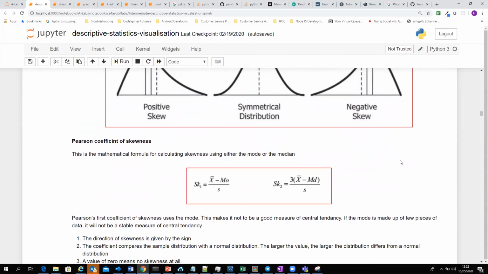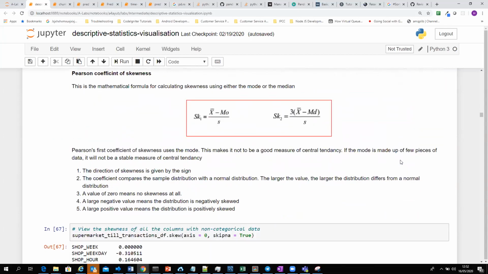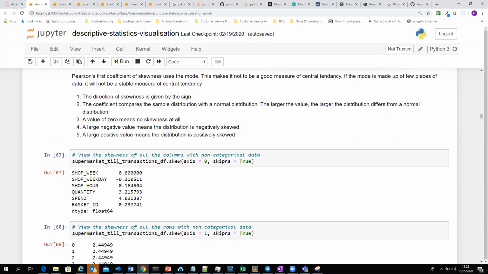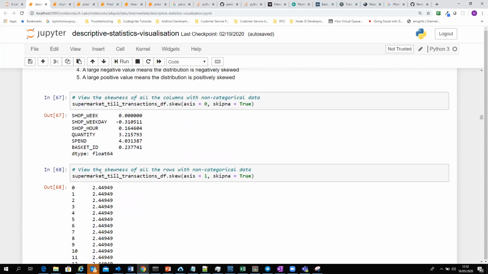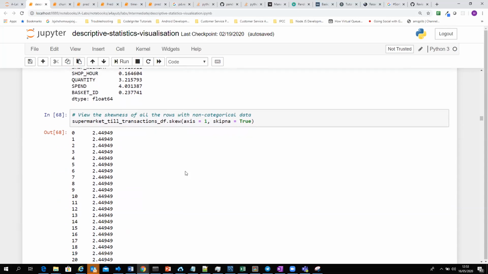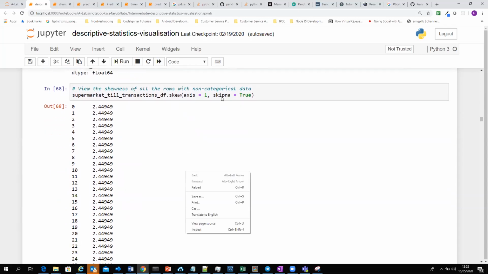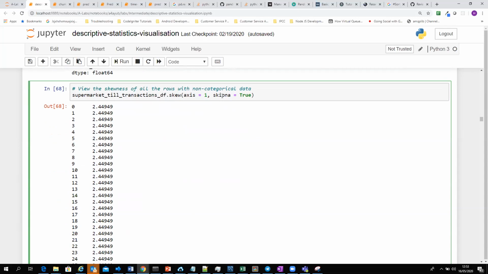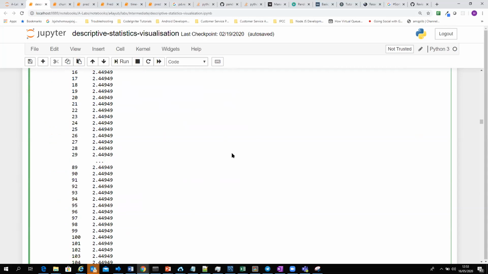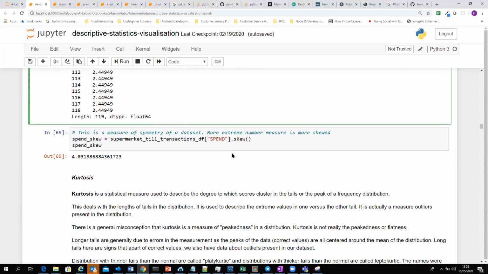And then getting the coefficients of skewness. These are the coefficients of skewness. And then when you want to get skewness of all the columns, that is a function. And this skipna just basically means if you find a null value, don't include it in the results. And then the skew of an entire column, you check it out, it's 4.